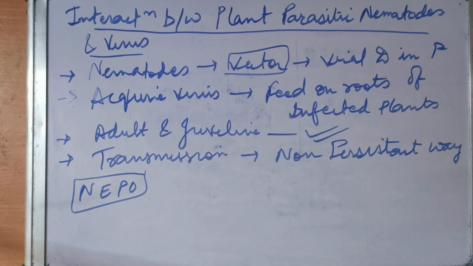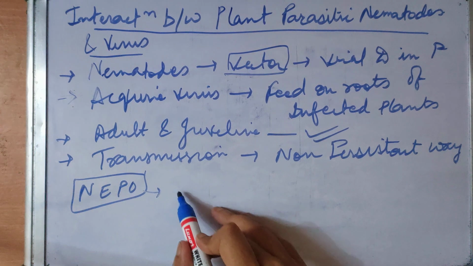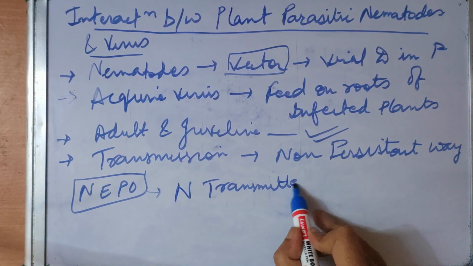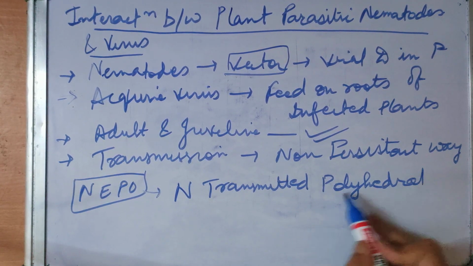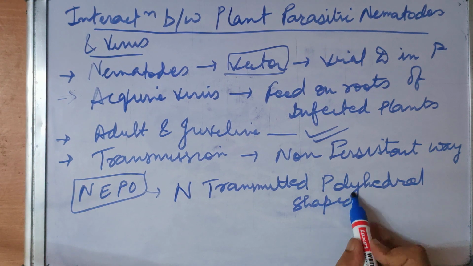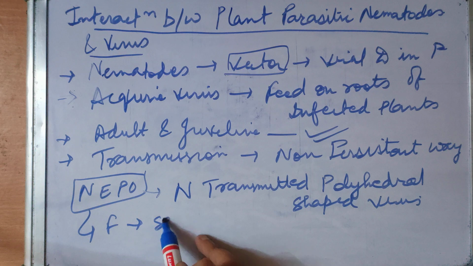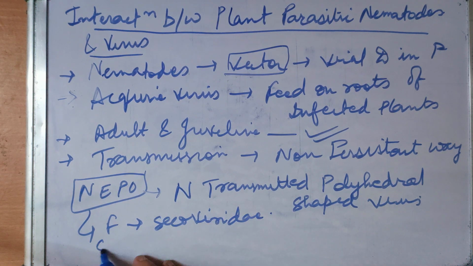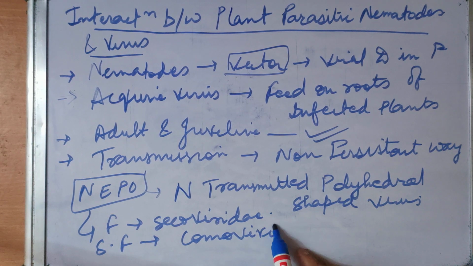What is NEPO? NEPO is nematode transmitted polyhedral shaped virus. Its family is Secoviridae and its subfamily is Comovirinae.